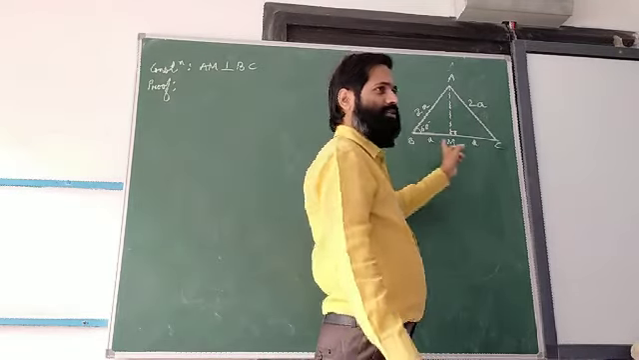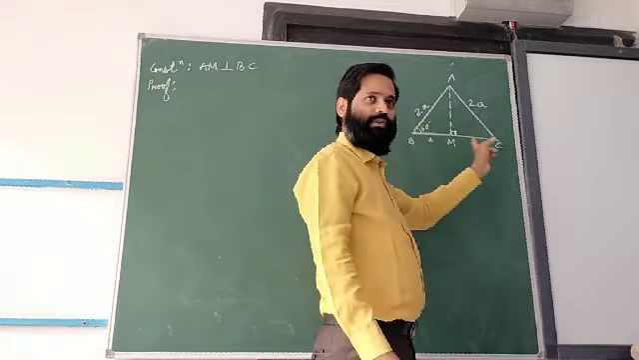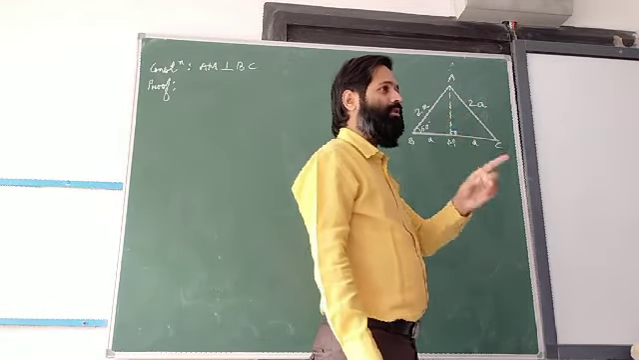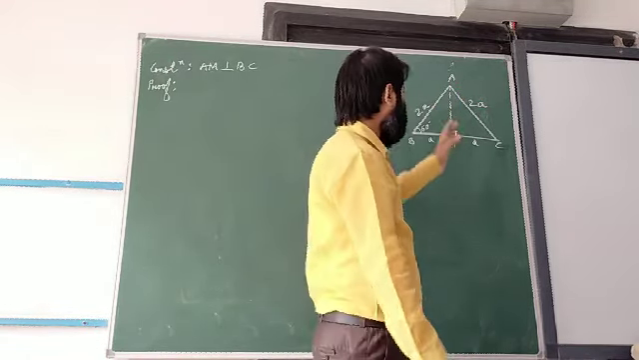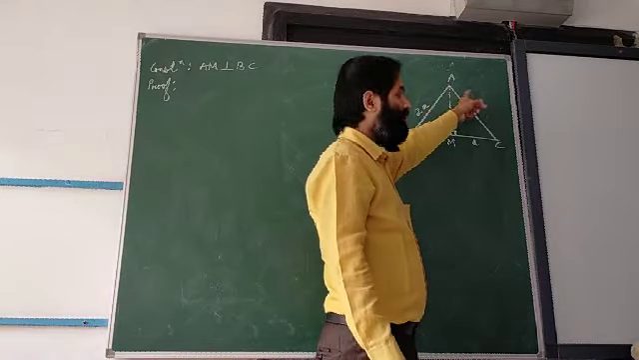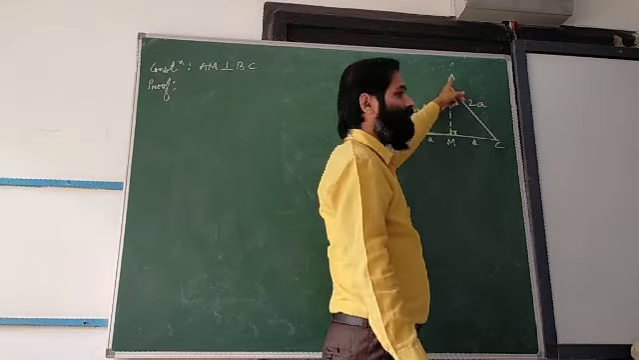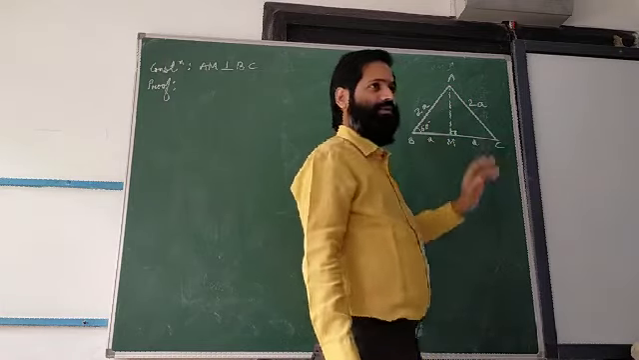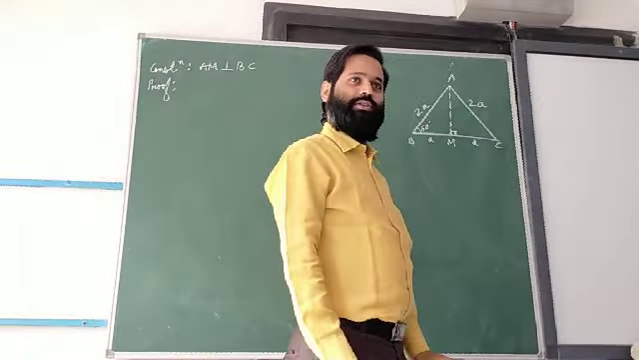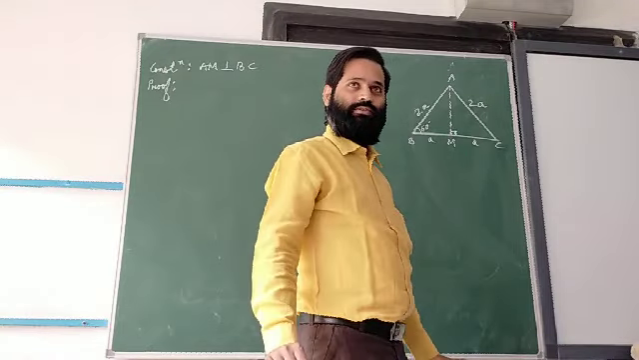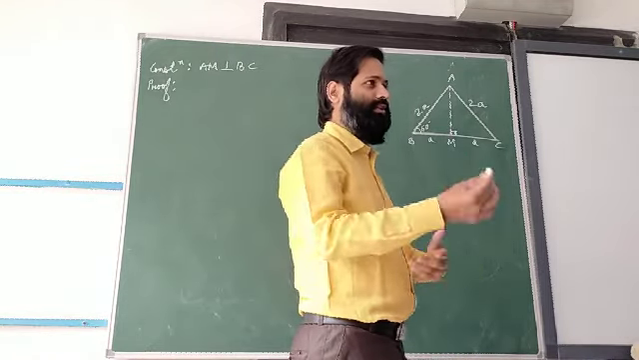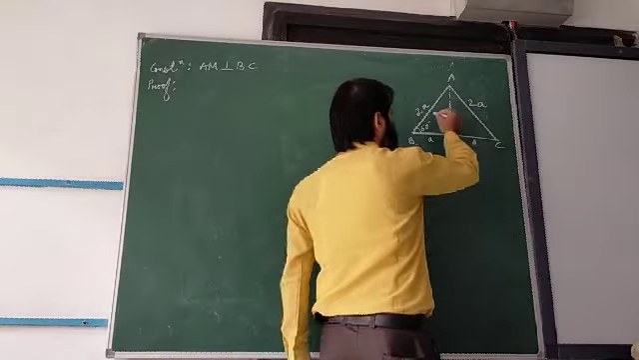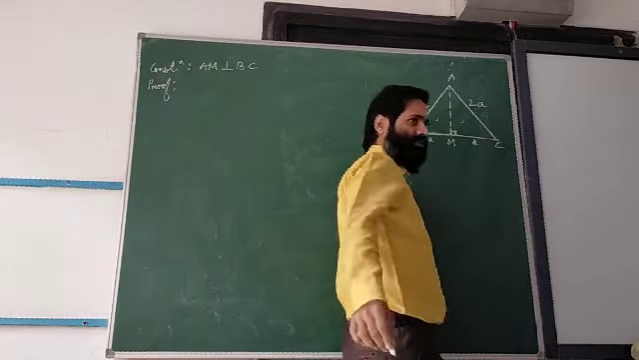In an equilateral triangle, if I draw a perpendicular from the vertical angle, then these two triangles will be congruent. You know that. So you can write this sentence and continue. Otherwise, you can prove this triangle and this triangle as congruent.